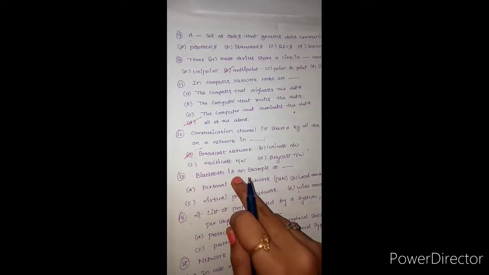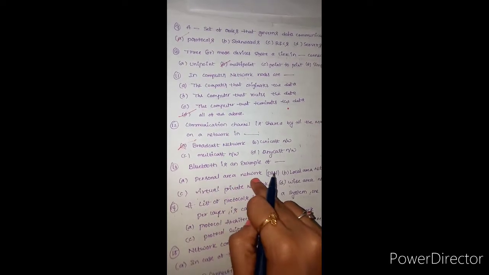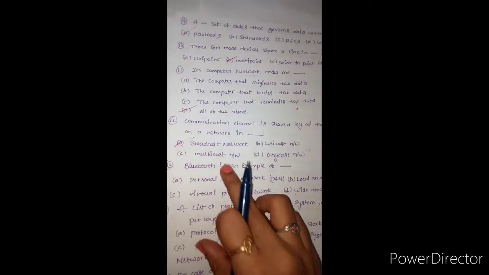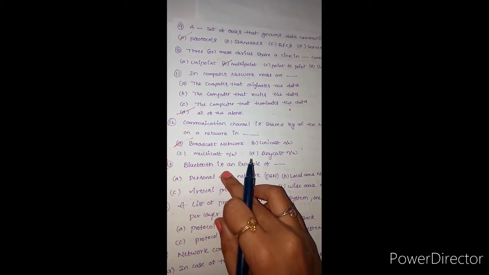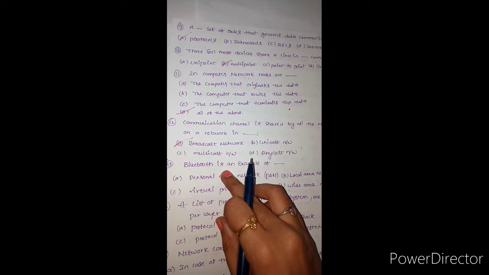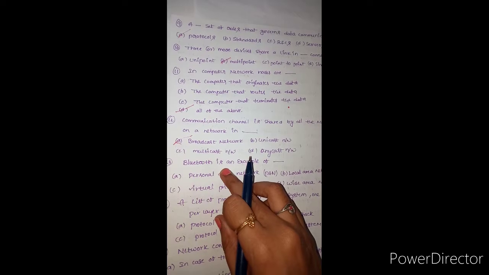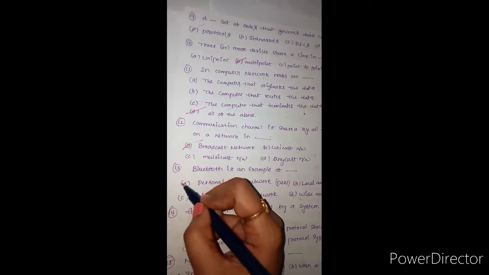Next one, Bluetooth is an example of dash. Option A, personal area network, PAN. Option B, local area network, LAN. Option C, virtual private network. Option D, wide area network. Here, Bluetooth is a wireless technology used to create a wireless personal area network for data transfer up to a distance of 10 meters. It operates on the 2.45 gigahertz frequency band of transmission. So the answer is personal area network.